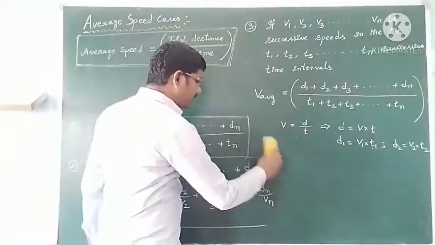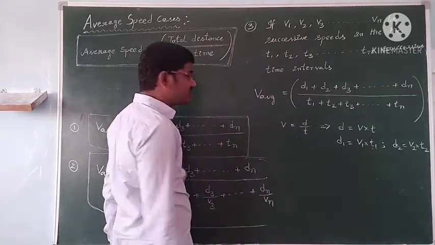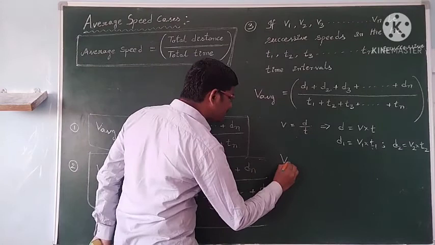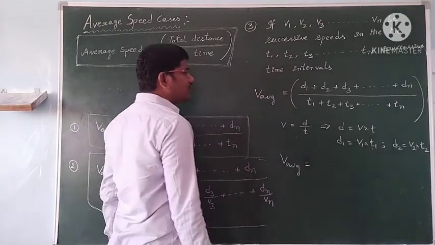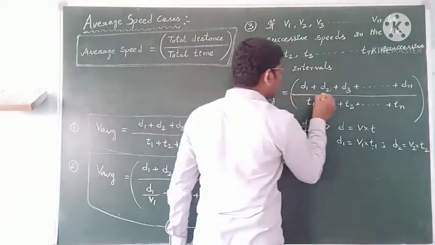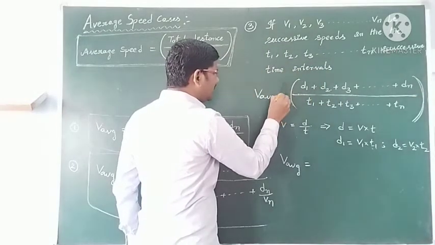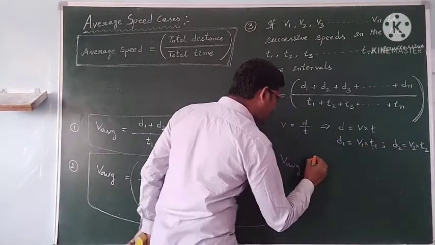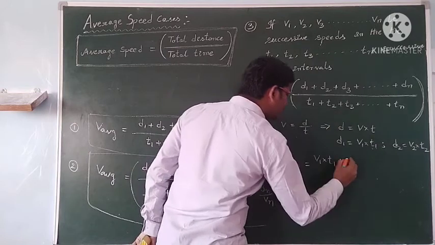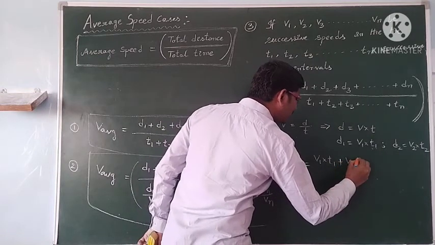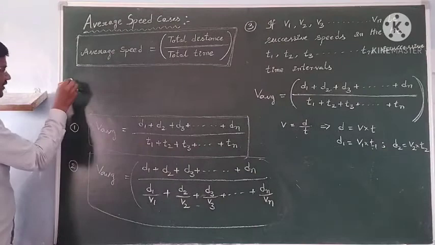So we have the formula. Then how does this formula change, you see students? Average speed, V average, equal to total distance by total time taken. D1 means you can write V1 into T1, plus D2 means you can write V2 into T2. So this formula and this formula are the same. Then the third formula I am writing here.